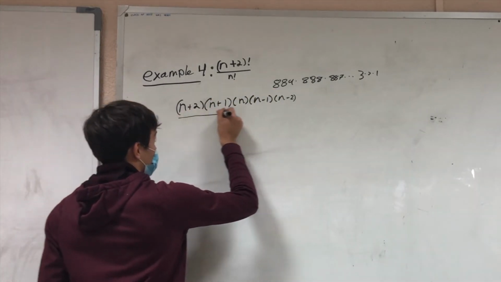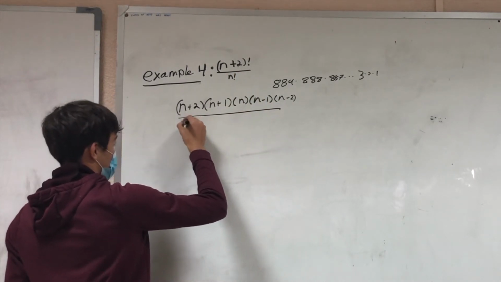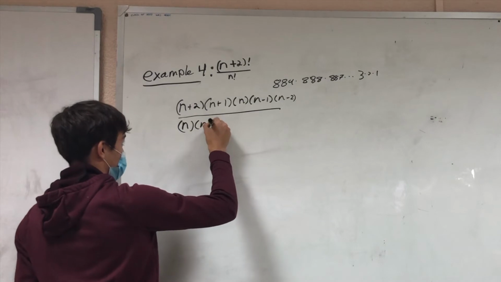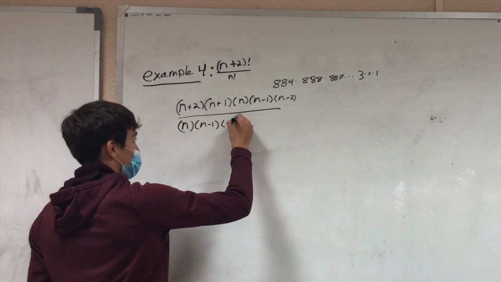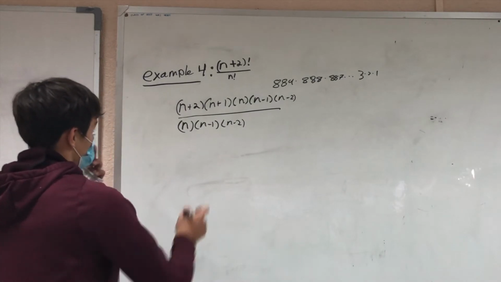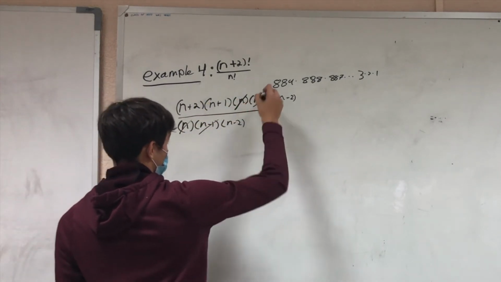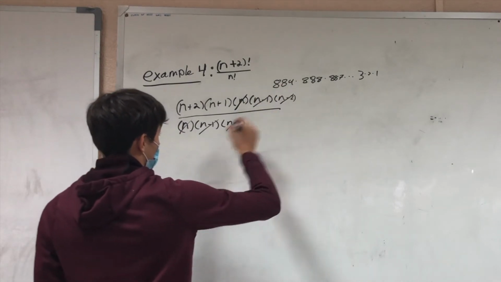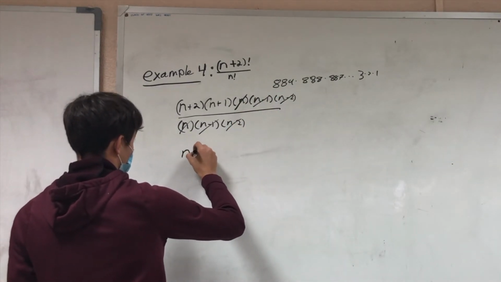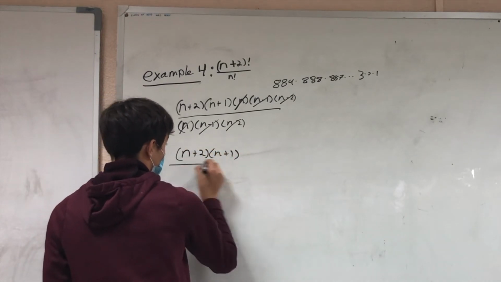So now, let's do n factorial. That's not hard at all. Let's just do it like this: n times n minus 1 times n minus 2. But wait, we have some common terms here. We have n here, so let's just take out the n's, right? N minus 1, common term. N minus 2 here, and that leaves us with n plus 2 times n plus 1 over 1.